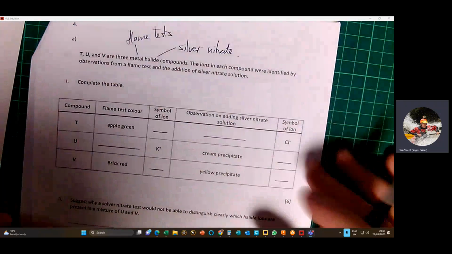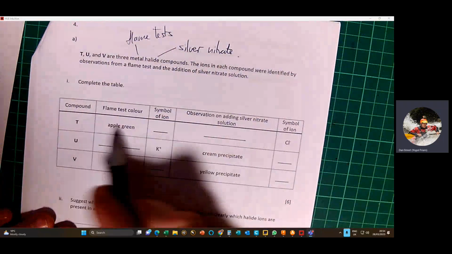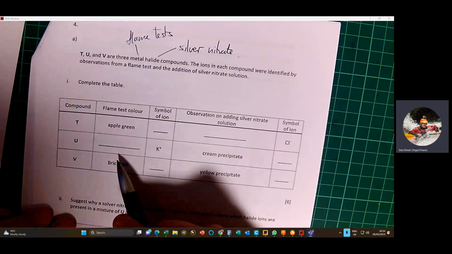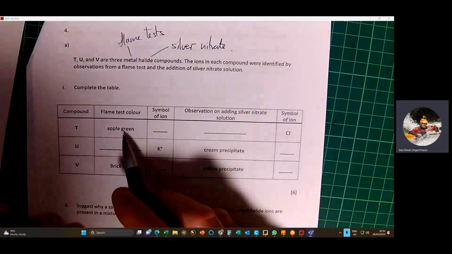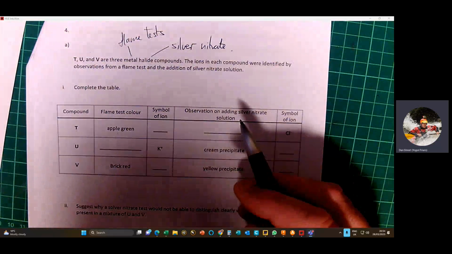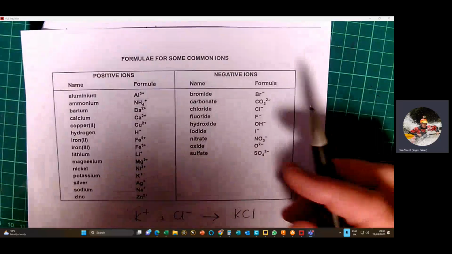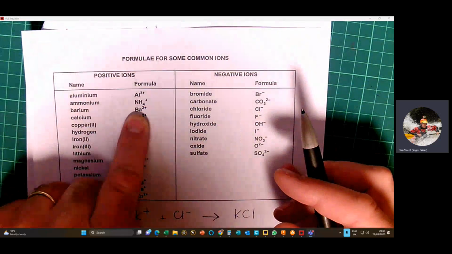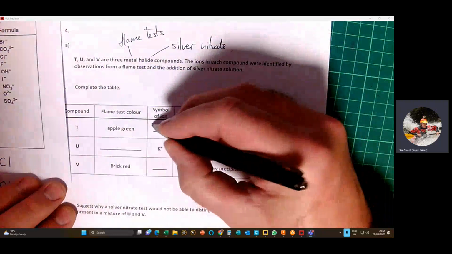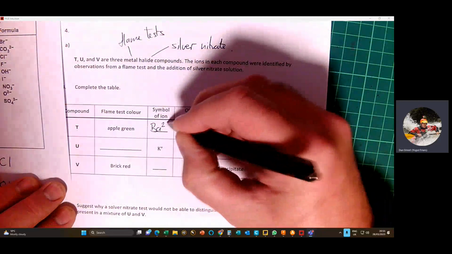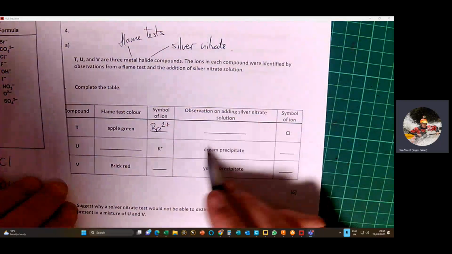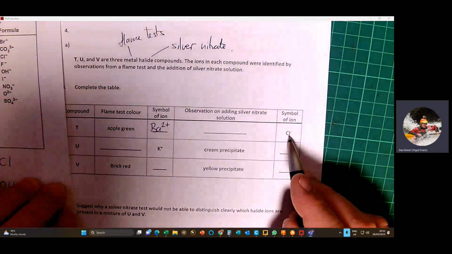Okay, so complete the table. So compound T gives an apple green flame test. Now, this is purely a knowledge question. You need to remember that apple green is characteristic of barium. Okay, so remember that much, and we can just double check using the table of ions, and we notice that barium is Ba2 plus because the question asks for the symbol of the ion. So that's Ba2 plus.